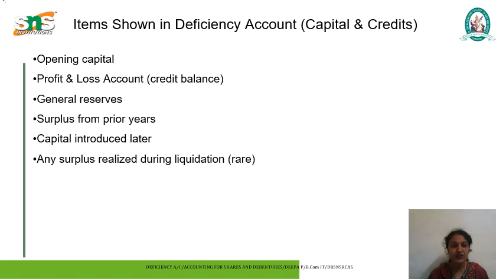Then next, what are the items shown on the credit side of the deficiency account? We will show opening capital, profit and loss account, general reserve, surplus from prior years, from the initial years, capital introduced later, and any surplus realized during liquidation. It is a rare combination.